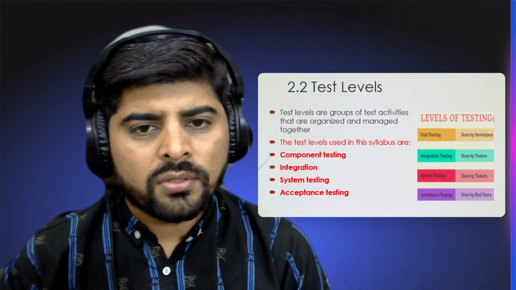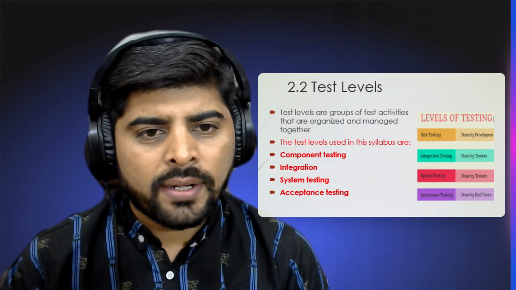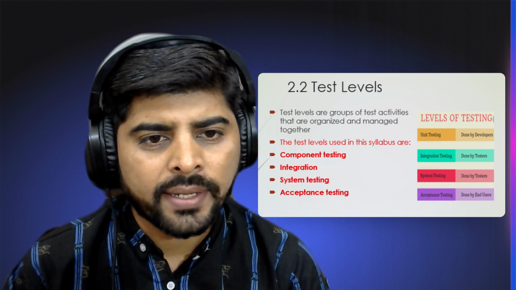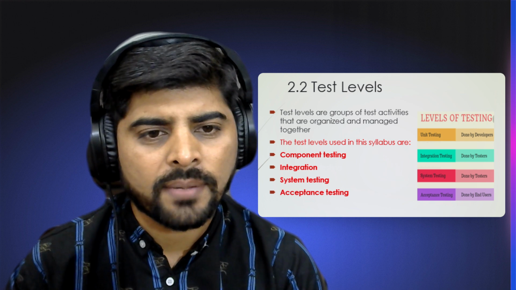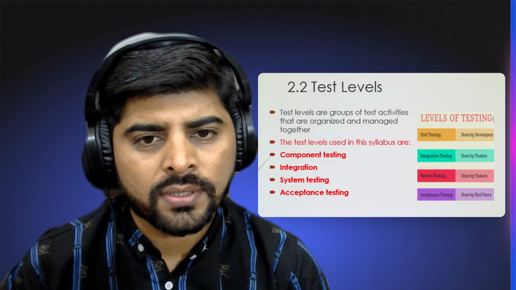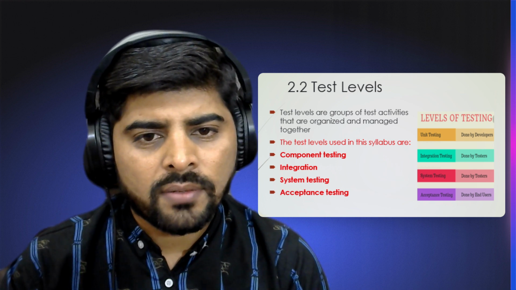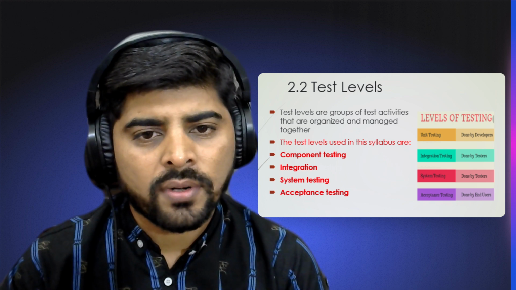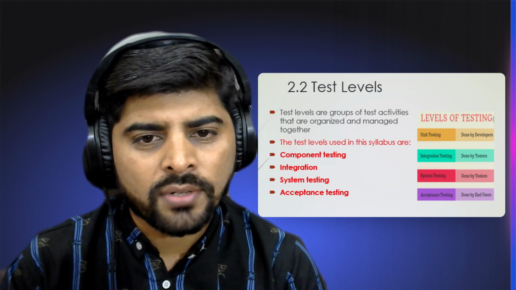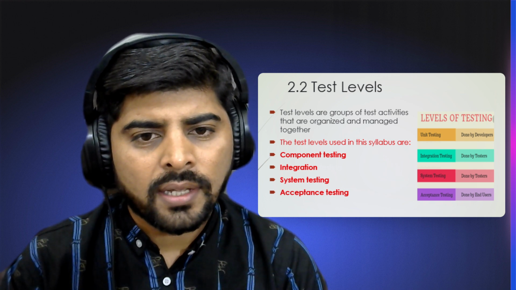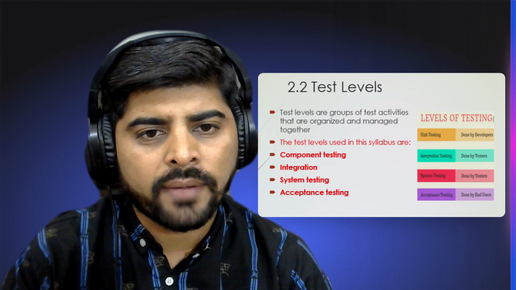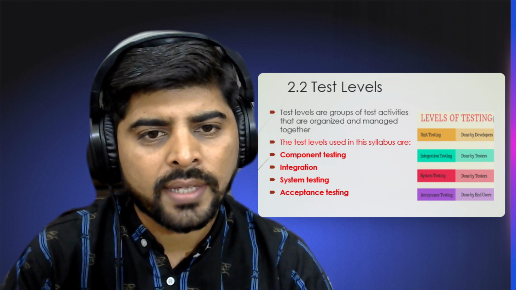When we talk about unit tests, it is usually done by developers. Integration tests are done by testers. System tests are done by testers, and acceptance tests are done by our end users. So in this chapter, we have four levels: component testing, which is also called unit testing, integration, system testing, and acceptance testing. So test level is a group of test activities that are organized and managed together.